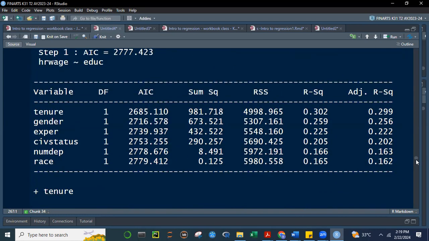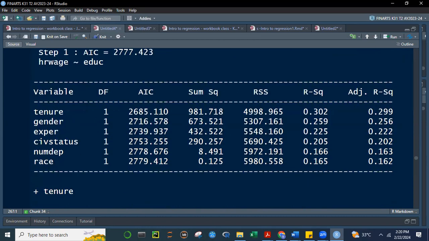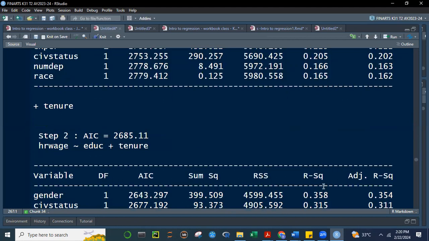wala tayong predictor na gagamitin. Alright, so ito na yung model natin, di ba? Hourly wage, regression, education. So pag magpapasok pa tayo, class, tingnan nyo, sino dito yung best? Based on AIC, mas maganda ipasok natin si tenure, kasi mas maliit yung AIC kaysa kung si education lang. So that's why, class, ito yung susunod na pinasok dito. Plus tenure. So ito na yung model natin: hourly wage, regression, education plus tenure. Ang AIC natin, 2685. Bumaba.